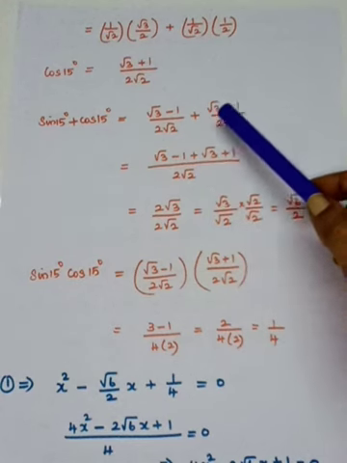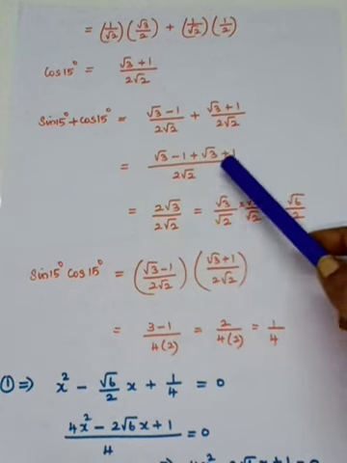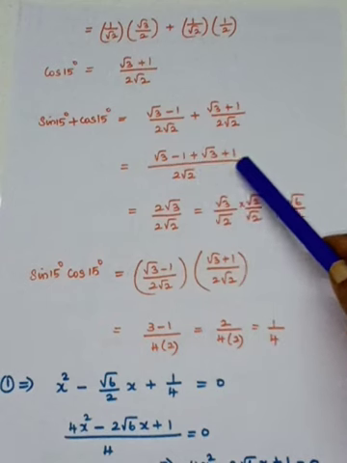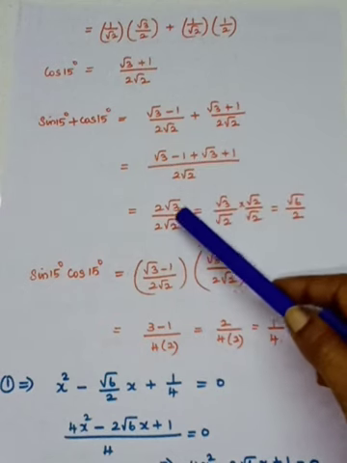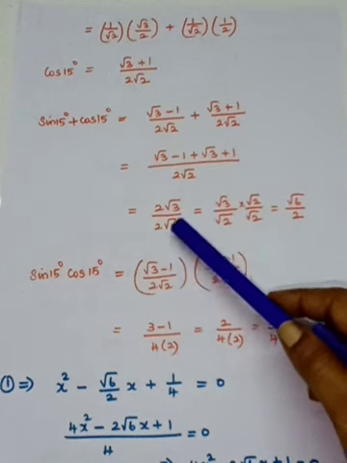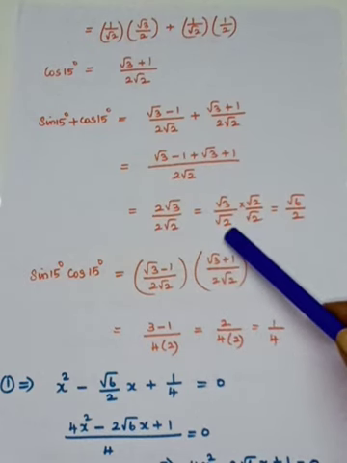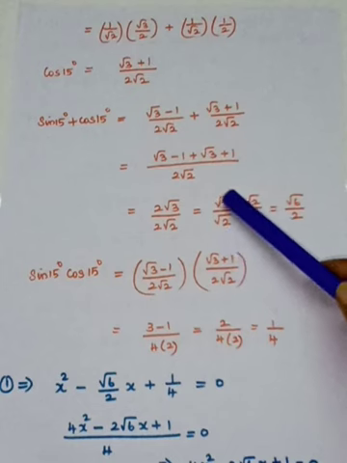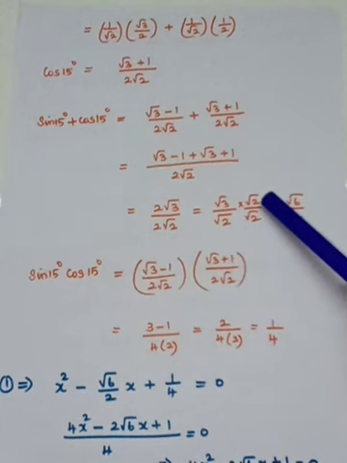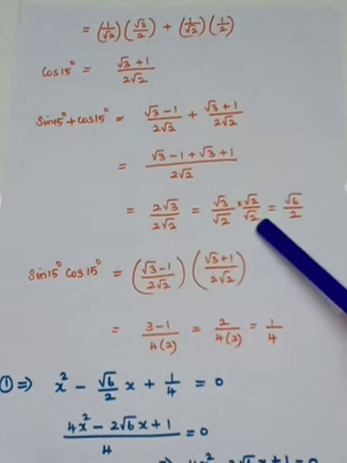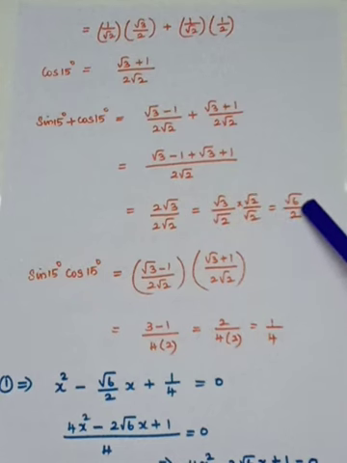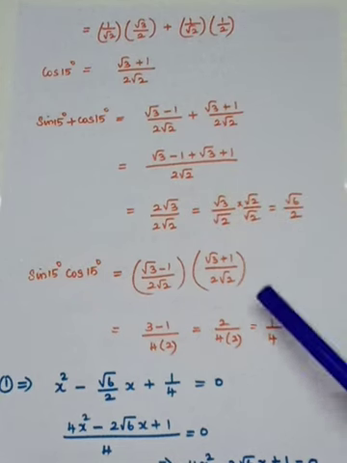So the numerator has to be added. So which one? Minus 1 and plus 1 get cancelled. Root 3 plus root 3 is 2 root 3 divided by 2 root 2. Root 2 gets cancelled. So root 3 by root 2. So it is in the square root, so I multiply and divide by root 2. So in the numerator you are having root 6 divided by 2.